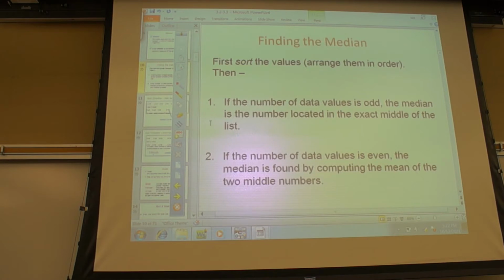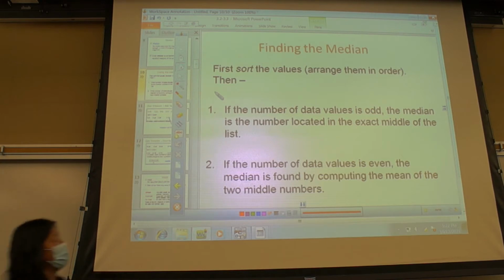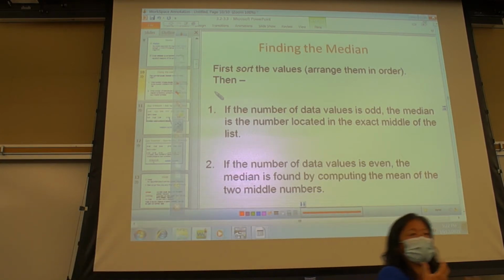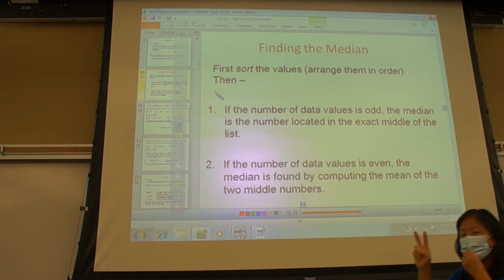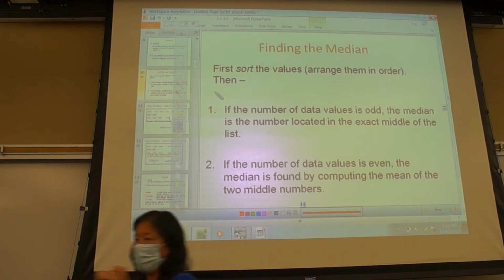How do you find the median? First, sort your values. Arrange them in order, smallest to largest. Then find the number in the exact center. If there's one in the exact center, that's your median. If 2 of them are tied for the center, you take those 2 and average them. That would be your median.